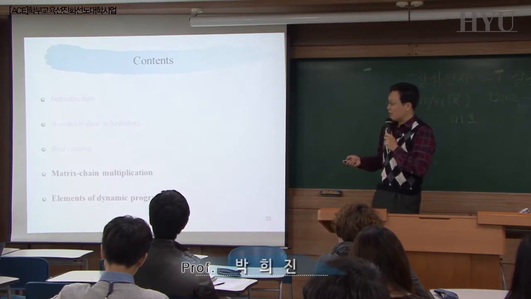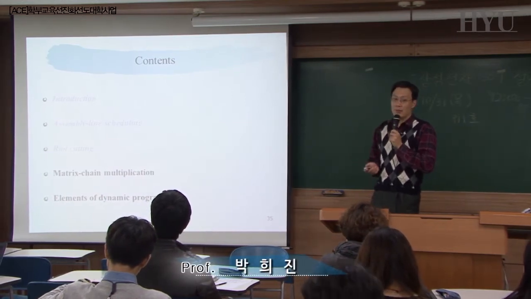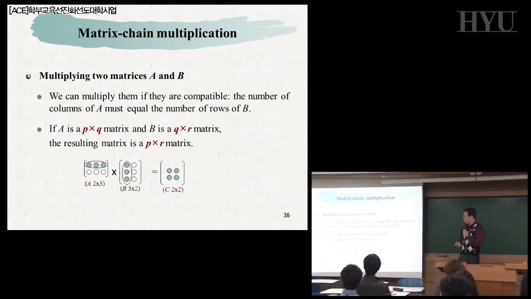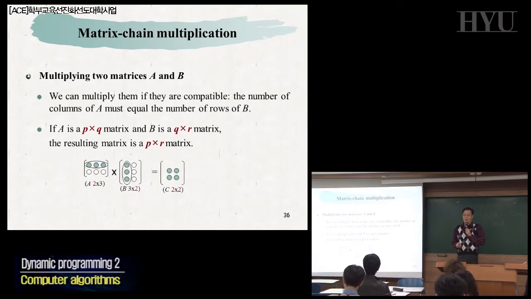The topic is matrix chain multiplication. First, I will explain multiplying two matrices A and B. We can multiply two matrices when they are compatible. Compatible means the number of columns of A is equal to the number of rows of B, like this.